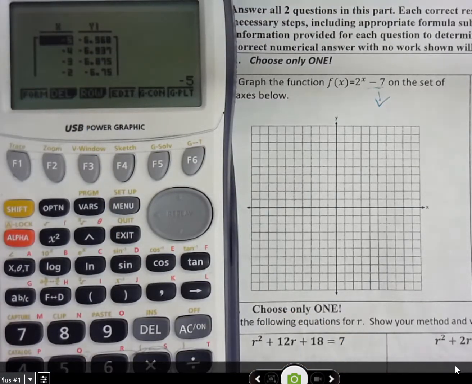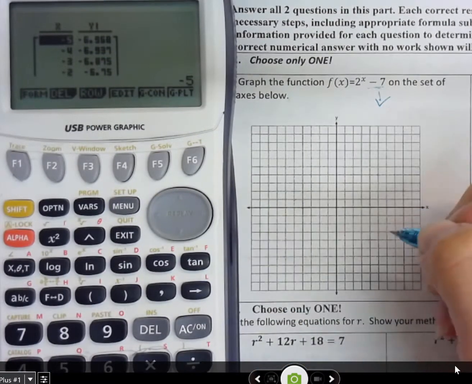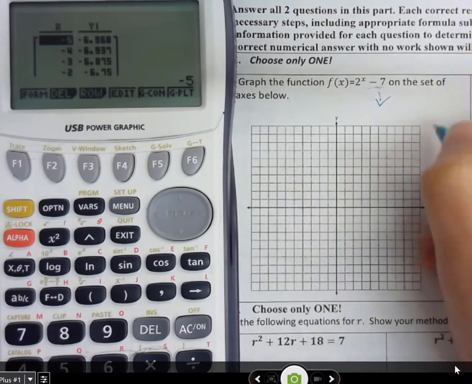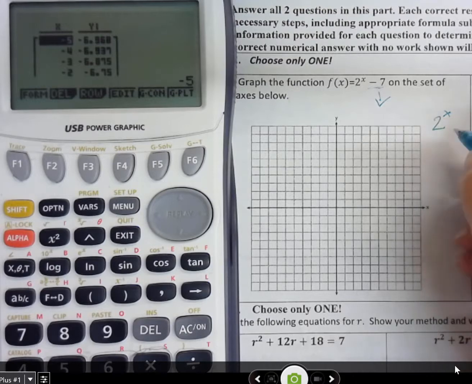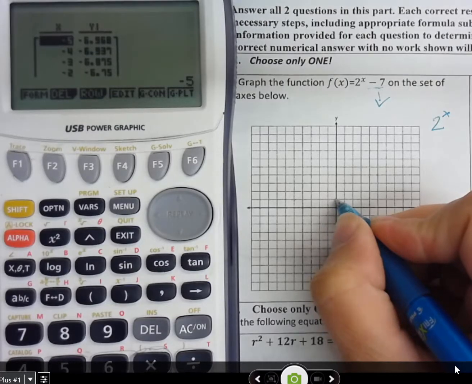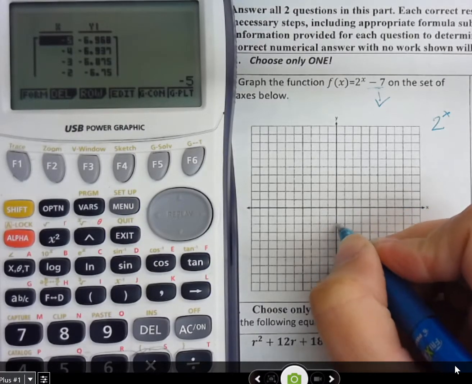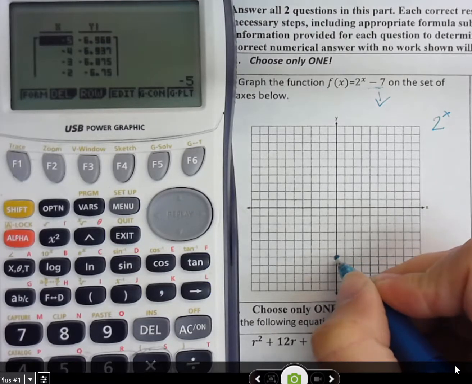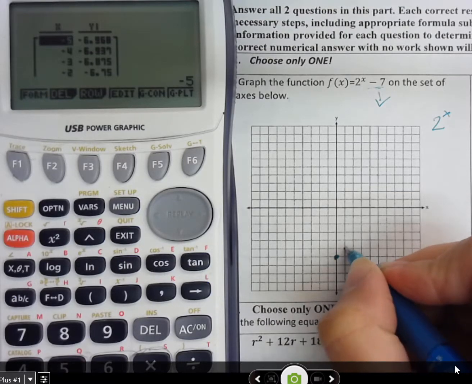So what I am thinking, if I were to graph this function from the graph of just 2 to the x, well, I know that any number raised to the 0 power is 1. So I would start it here at 1, and I would shift it down 7 units. 1, 2, 3, 4, 5, 6, 7. And then 2 to the first power would give me 2. So from 1, I'd have to go up 1 to get 2.